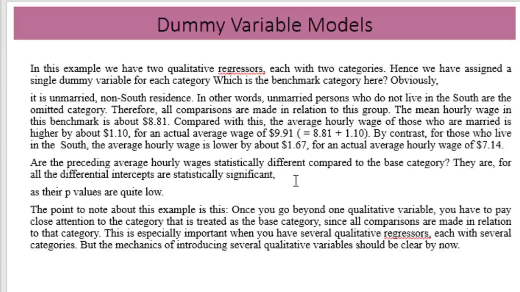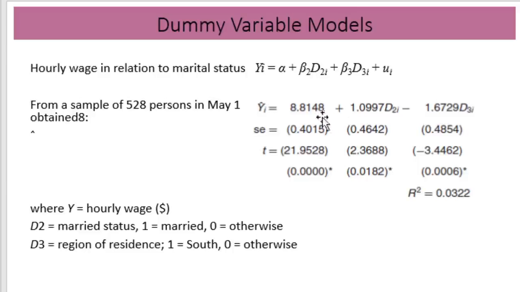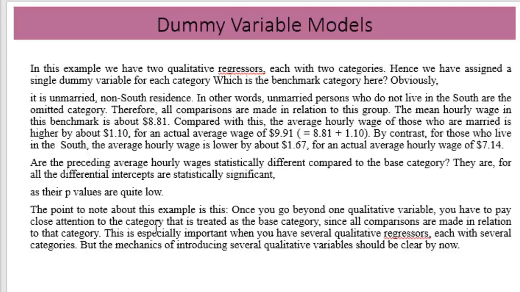In other words, unmarried persons who do not live in the south are the omitted category. Therefore, all comparisons are made in relation to this category. The mean hourly wage in this benchmark is 8.81. Here 8.81 is the benchmark category for non-married, non-south persons. This alpha shows the coefficient for the omitted category, that is non-married, non-south.